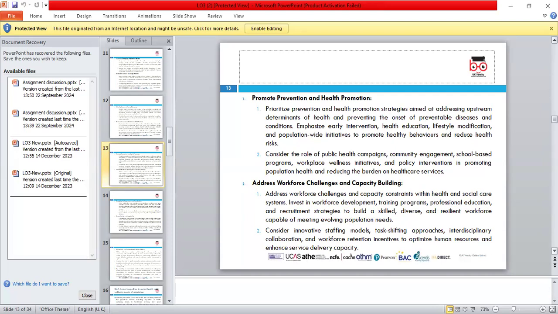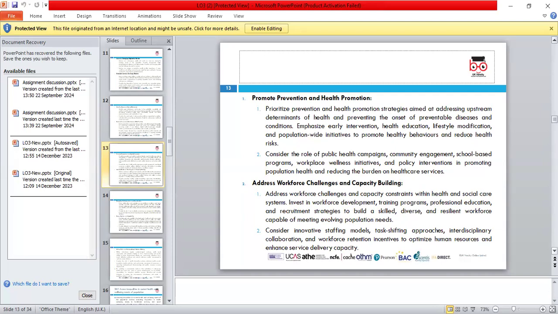Consider innovative staffing models, task shifting approaches, interdisciplinary collaboration, and workforce retention initiatives to optimize human resources and enhance service delivery capacity.